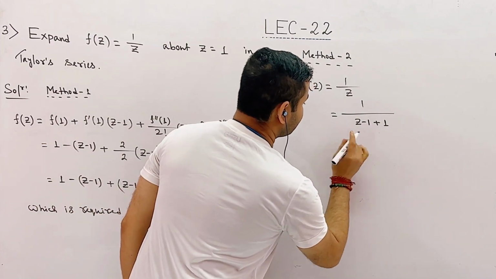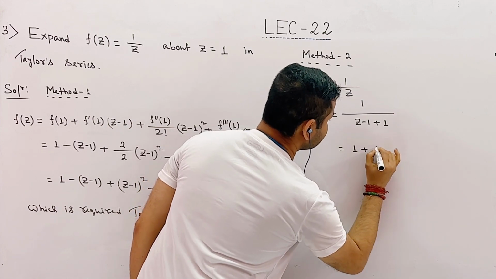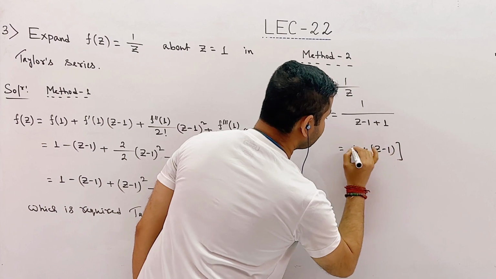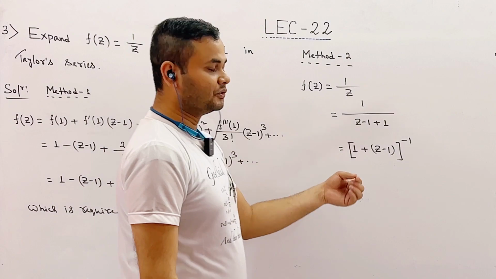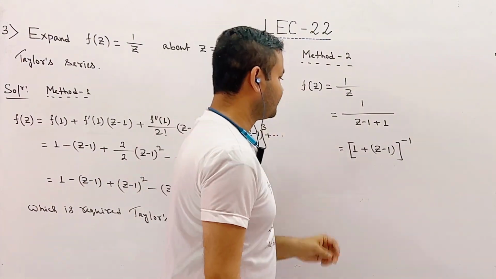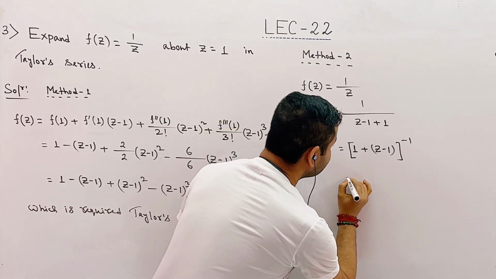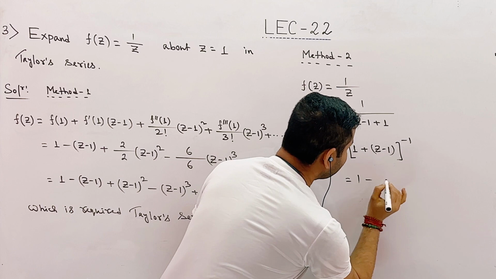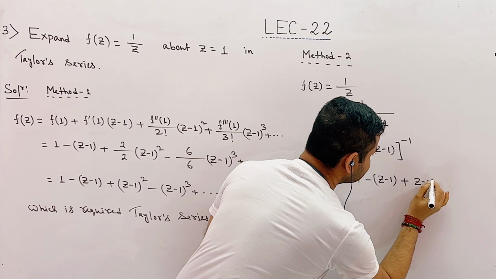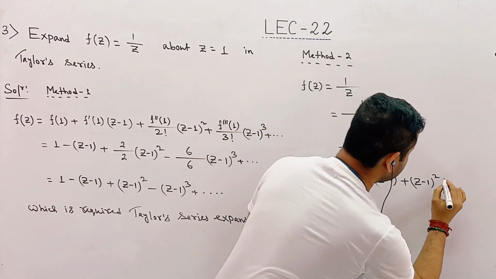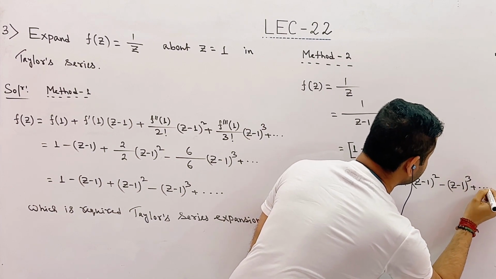Now, this part can be written as (1 plus (z minus 1)) whole to the power minus 1. Now, let us use the binomial expansion theorem formula. So, (1 plus x) whole to the power minus 1 will be 1 minus (z minus 1) plus (z minus 1) whole square minus (z minus 1) whole cube plus dot dot dot.